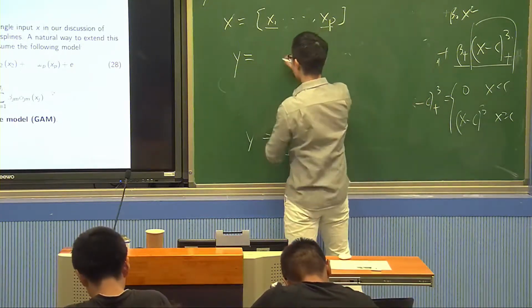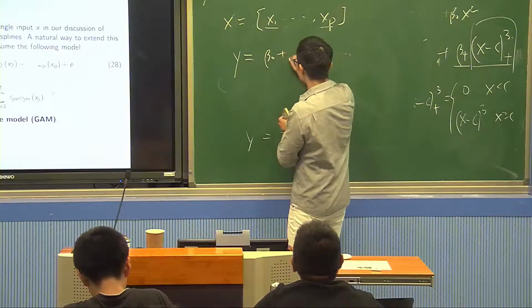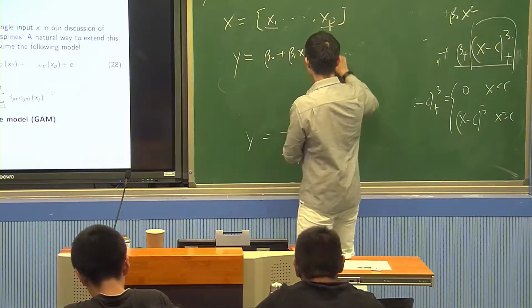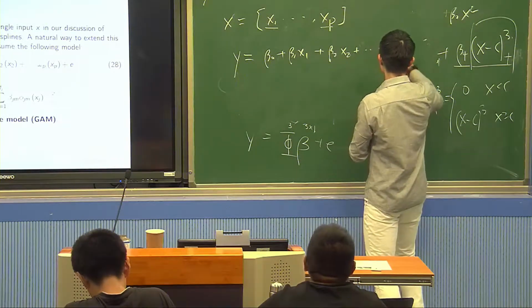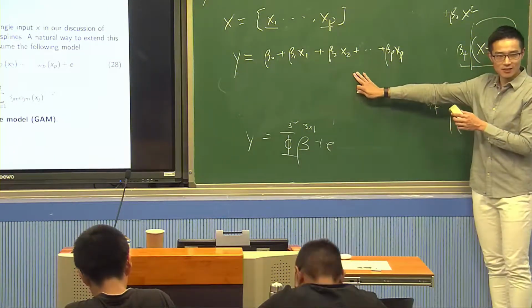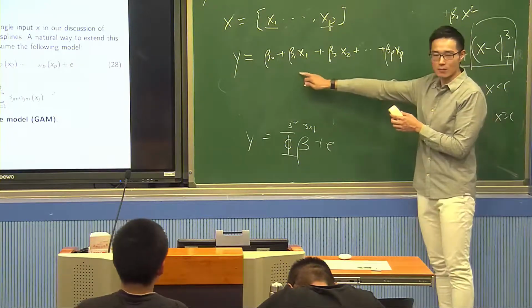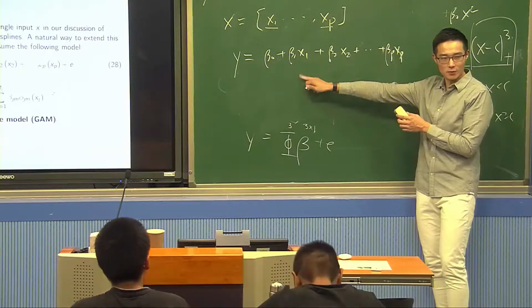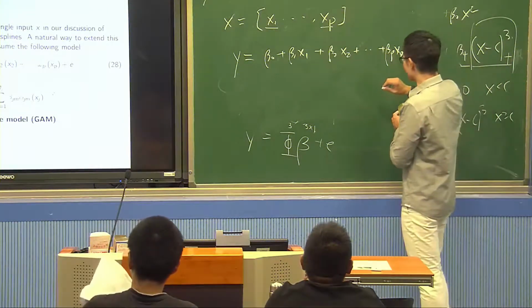Let me write it this way. Suppose we say y is equal to beta 0 plus beta 1 x1 plus beta 2 x2, plus beta p xp. Now that is basically a linear regression model, right? You're all familiar with that. Sometimes it's called a multivariate linear regression. We have more than one x variable, more than one dimension.